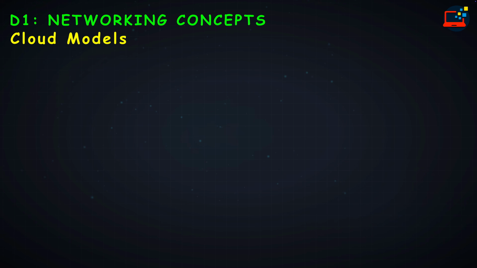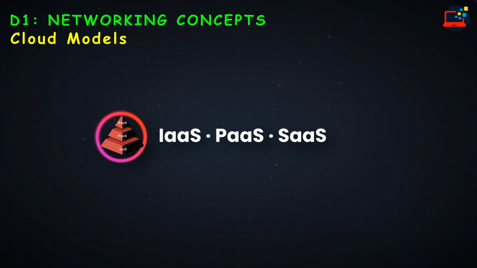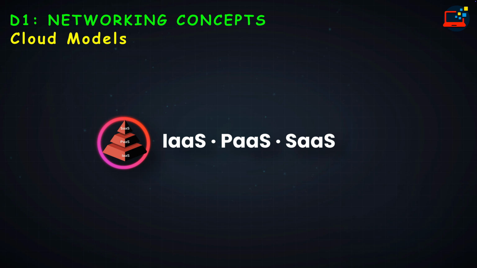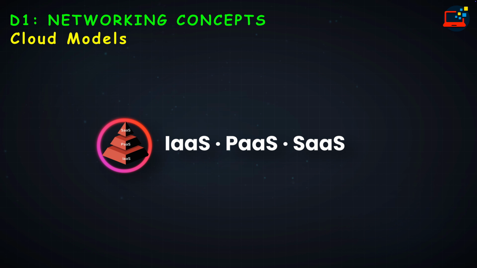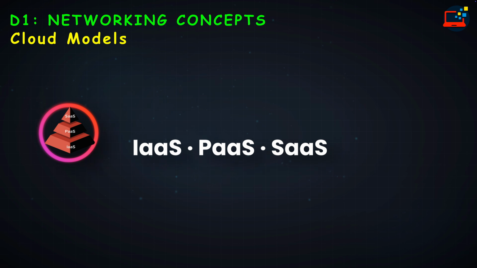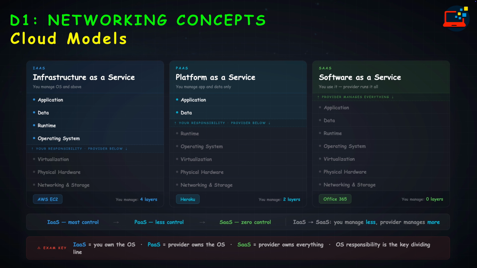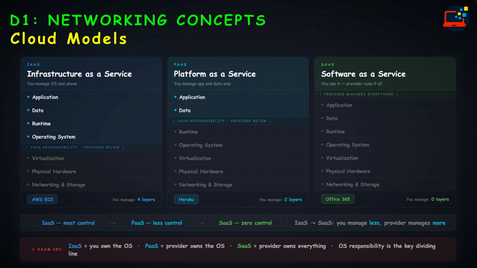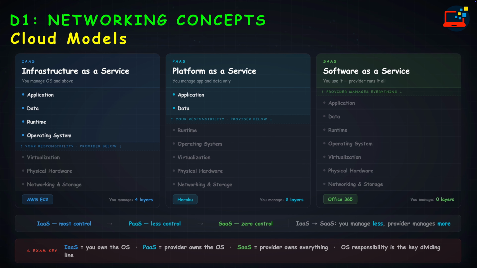Cloud service models appear on almost every Network Plus exam. You need to know what each gives you, what the customer manages, and what the provider manages. IaaS, Infrastructure as a Service, gives you virtual machines, storage, and networking. You manage the operating system and everything above it. The cloud provider manages the physical hardware. AWS EC2 is the classic IaaS example.